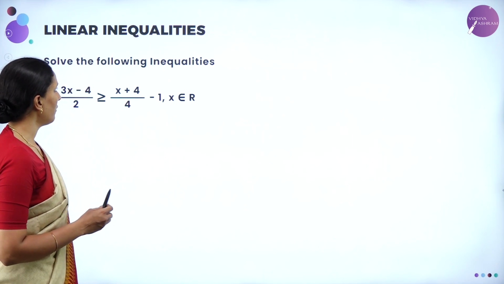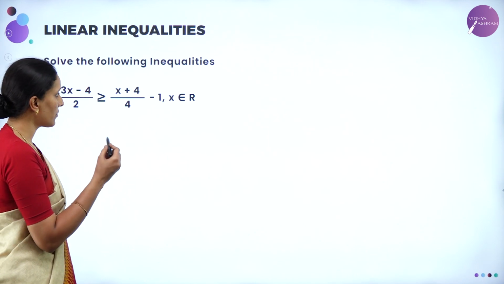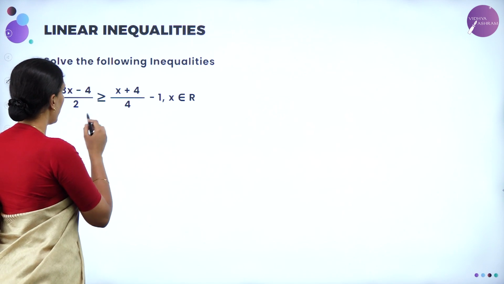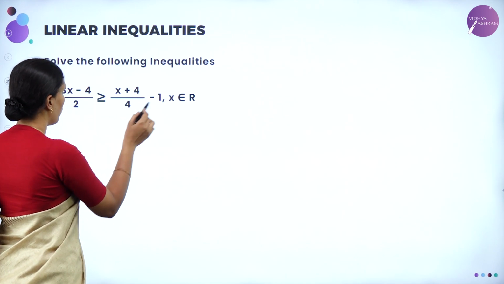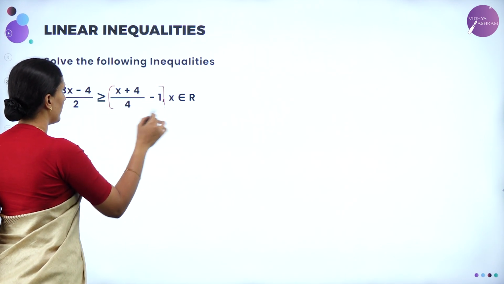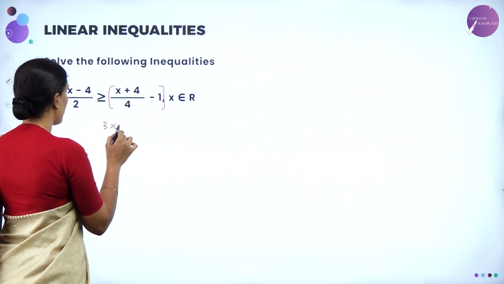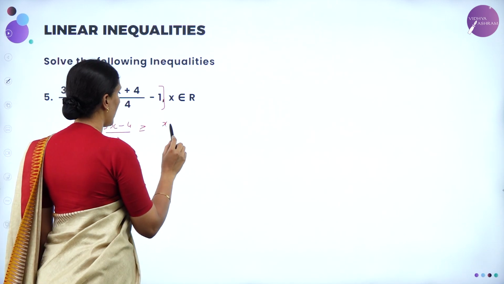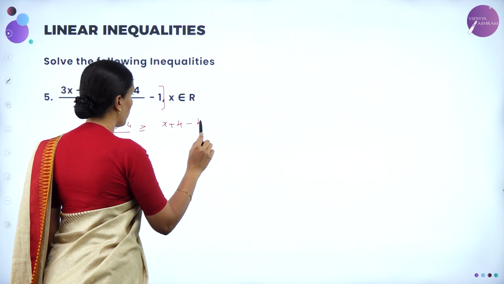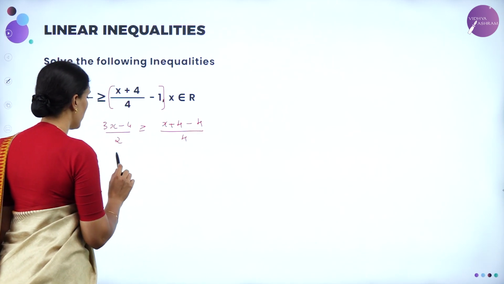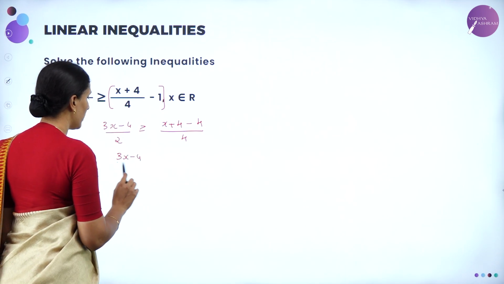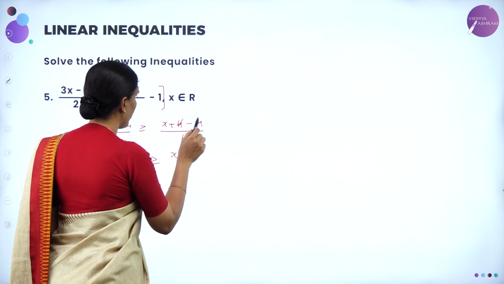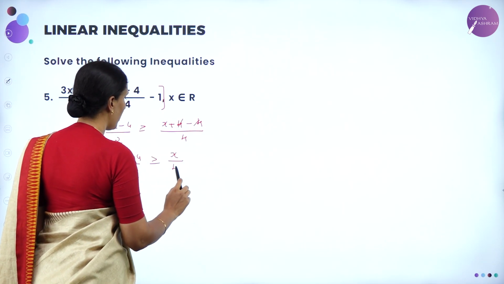Next, solve the following inequalities. We'll just find the solution set for the given inequation. Here we have 2 and we have 4. Let us solve the right hand side. So, 3x minus 4 divided by 2 greater than or equal to x plus 4 minus 4 divided by 4. 3x minus 4 divided by 2 greater than or equal to x, 4 and 4 get canceled, divided by 4.